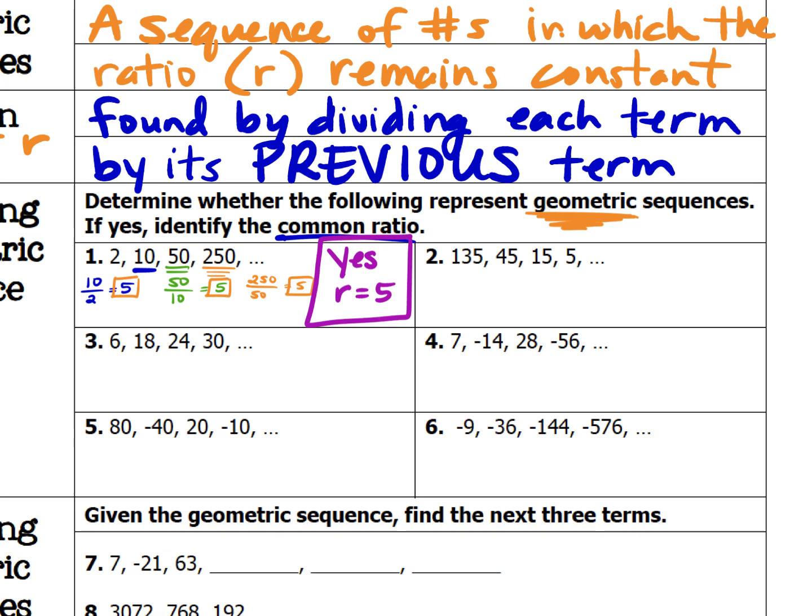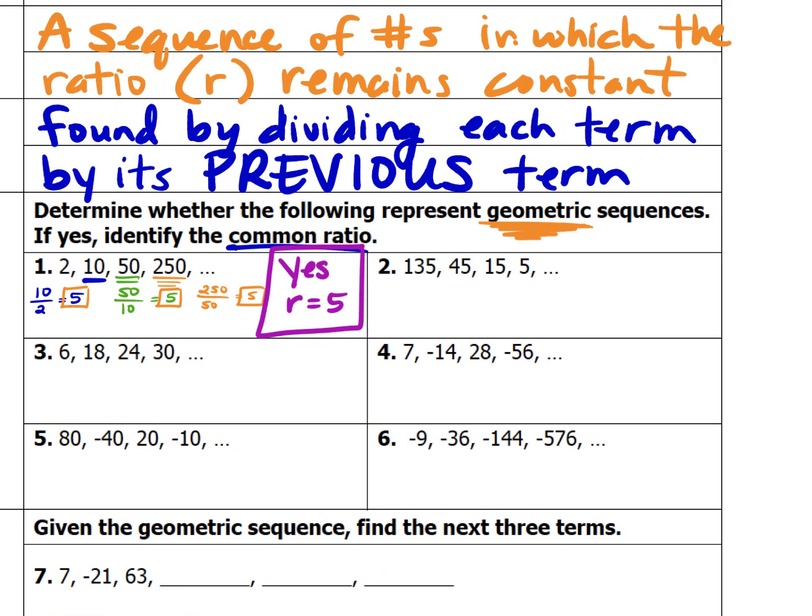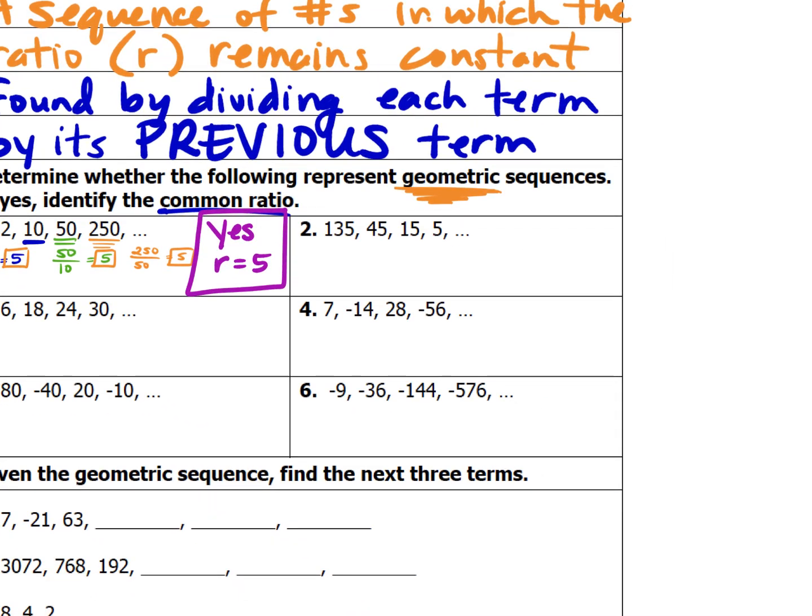Okay, let's try another one. Here's where I think people get mixed up. Number 2 is 135, 45, 15, 5. And people go, oh, I see it. You're doing what? Dividing by 3. So then people tell me their common ratio is 3. It's not, okay? Geometric sequences, you're multiplying by something.